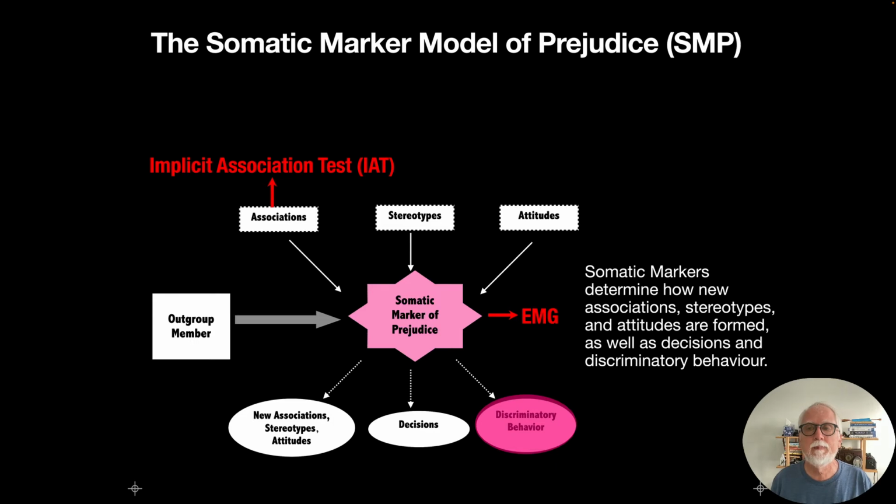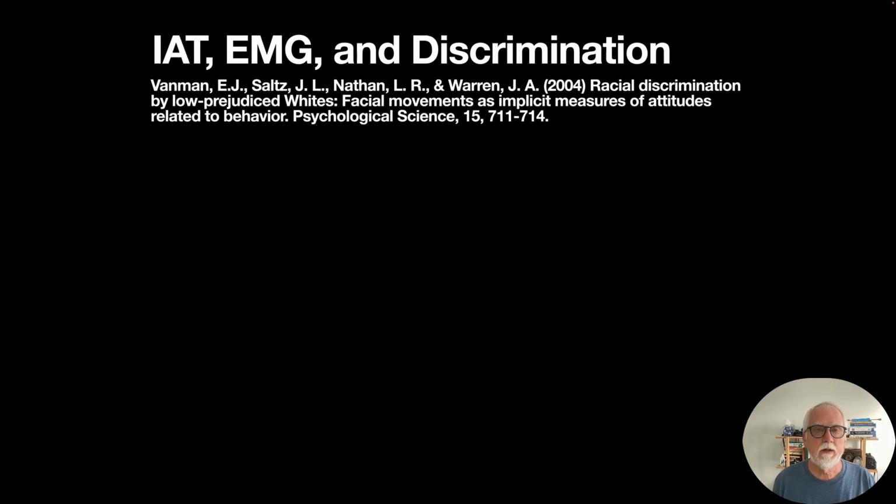So in 2004, I had this paper published in Psychological Science, and what we did was we measured, like I said, the IAT in our participants. We also had facial EMG to look at their prejudice, and we also gave them a discrimination task.